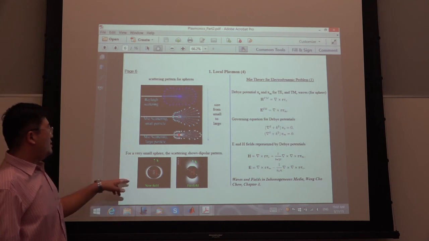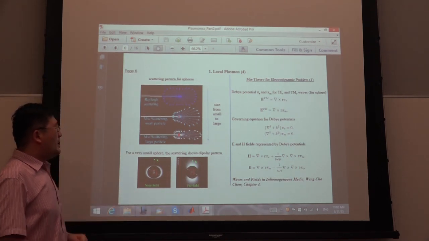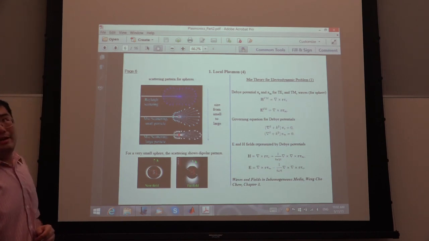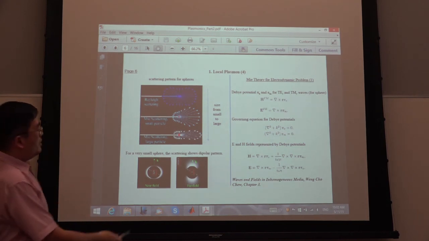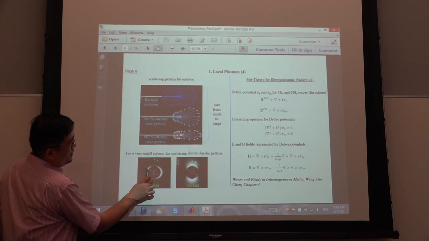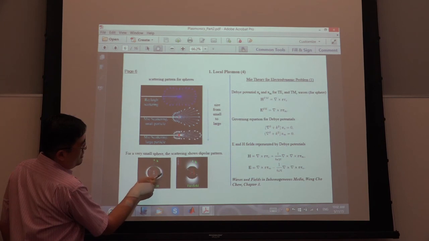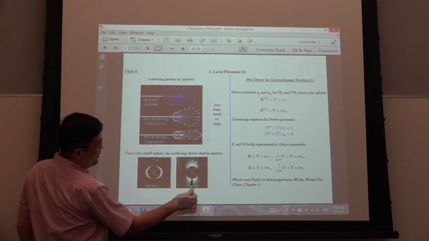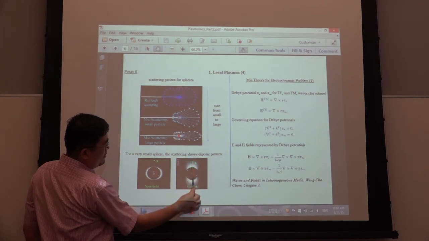I also talked about many of these things before, the near field and far field for a nanoparticle or Hertzian dipole. A small nanoparticle behaves like a Hertzian dipole. You can see here in the near field it is polarized. This is the E field, polarized along this direction, so the E field is very strong here. But at the far field, the E field is concentrated along the K direction.